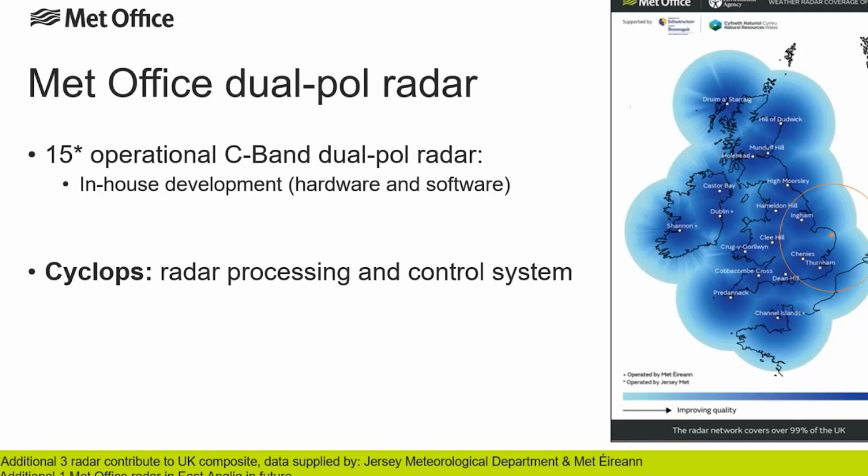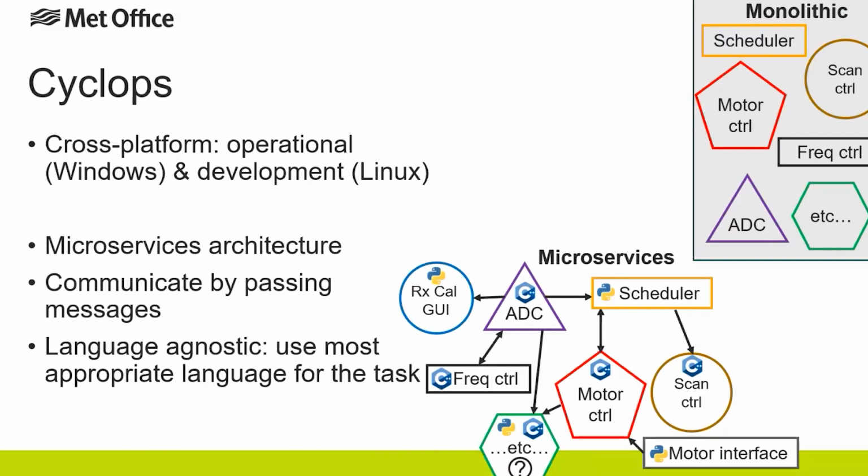So the Met Office has a network of 15 operational C-band dual polarization radars, and these are an in-house development. That includes both the hardware and the software. One part of our software is Cyclops, which is our radar processing and control system. Cyclops has been developed to be cross-platform. For example, our operational servers are in Windows, but we do a lot of our development work in Linux. And it's also been developed with a microservices architecture.